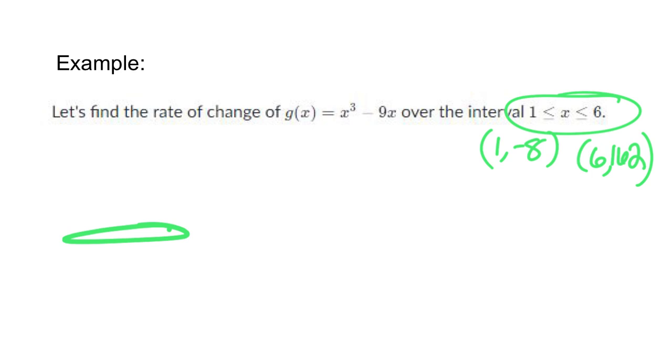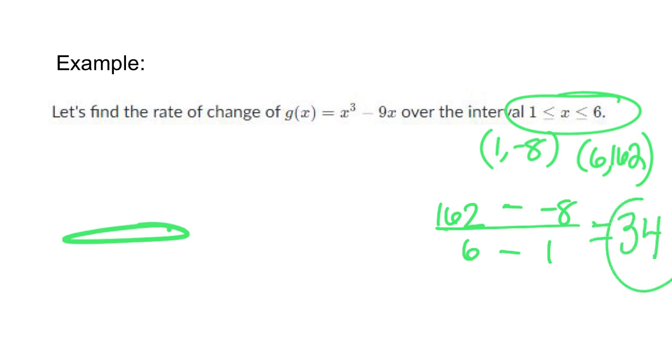I would not try to rise and run that. That would be kind of insane. But I can use those points to calculate this with slope formula. So subtraction, subtraction. And on top, I'll do my y's. So 162 minus -8 over 6 minus 1. If I put that in my calculator with a fraction bar, or I do 162 minus -8, and then 6 minus 1, and then divide that, either way, I'm going to get 34. So the average rate of change for this function on that interval is 34.